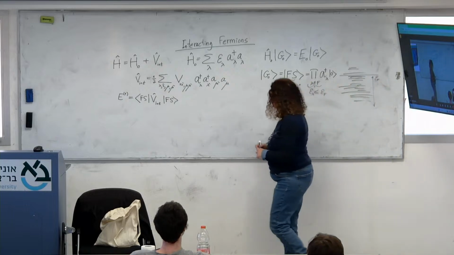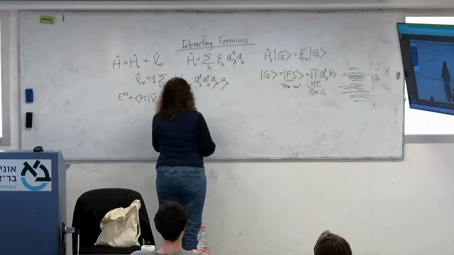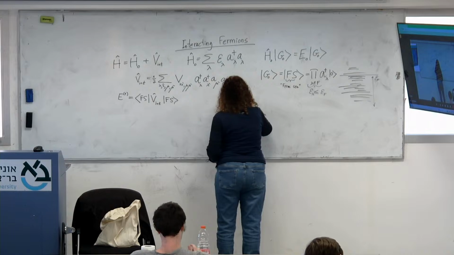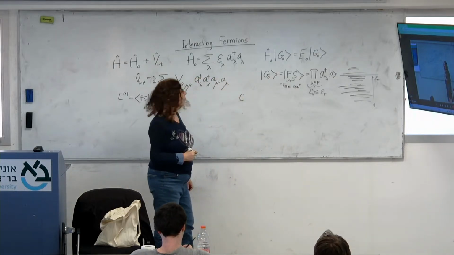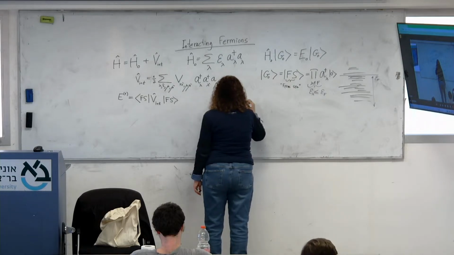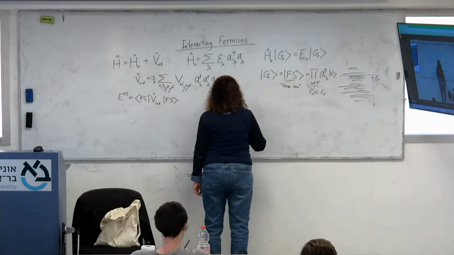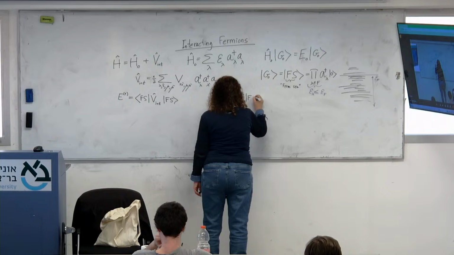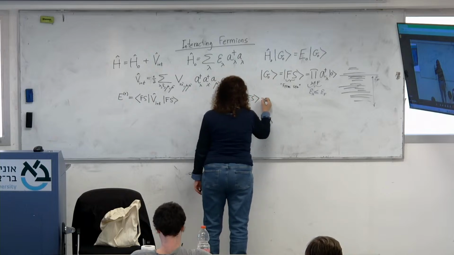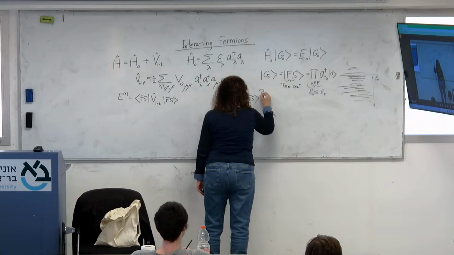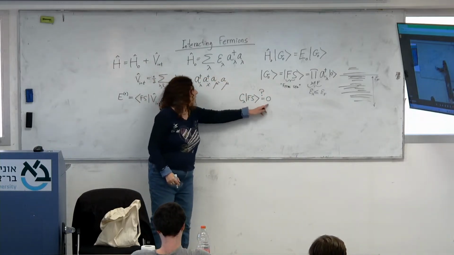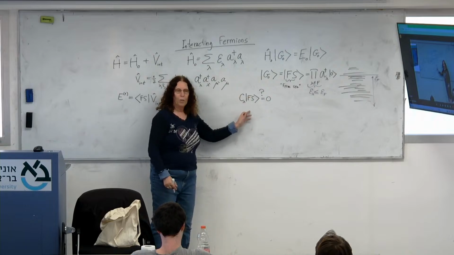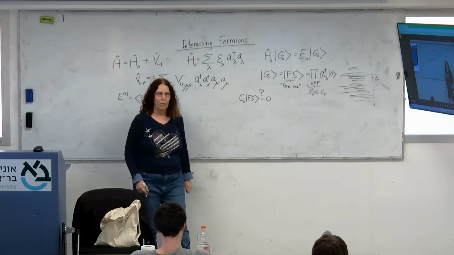And so what do I really want to have? I want to replace the A's and the A daggers by operators that I will denote by C and C dagger, such that C lambda, for any lambda, acting on the filled Fermi sea will be 0. Okay? And if this is satisfied for any lambda, this is a legitimate definition of an annihilation operator with respect to this vacuum. Okay?